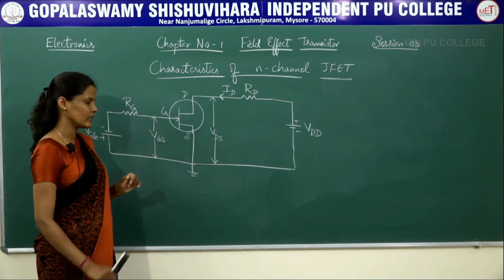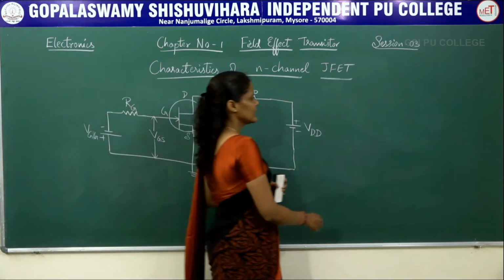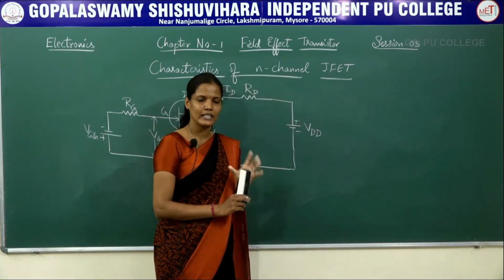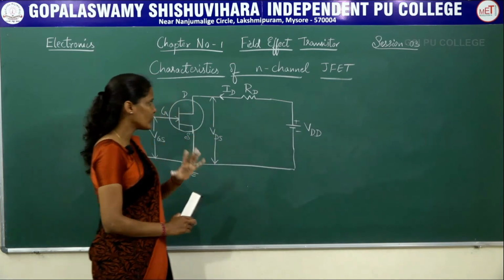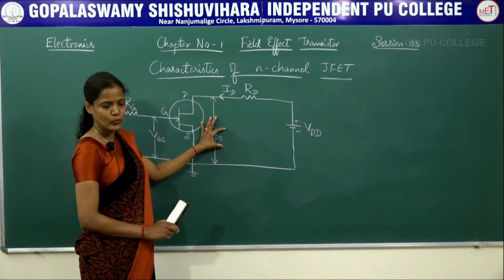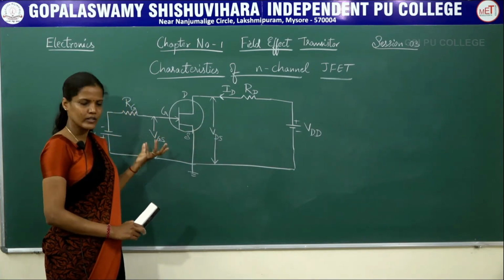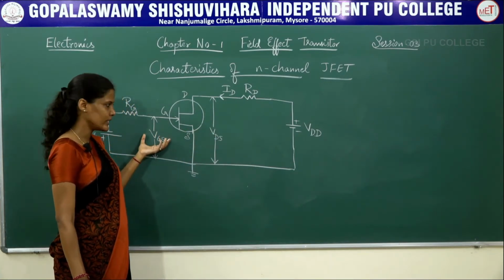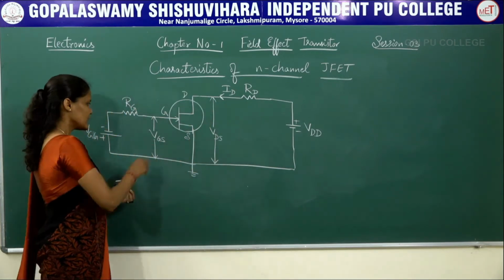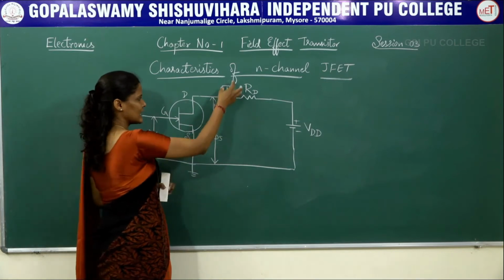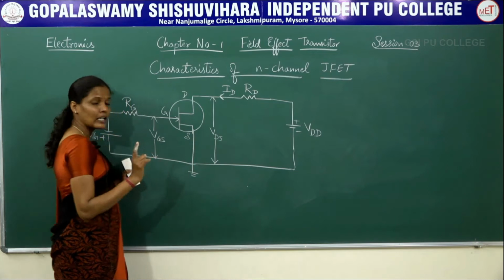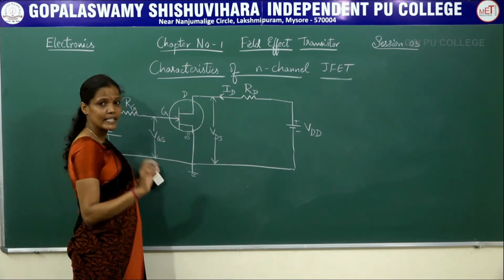So this is the circuit we are going to use in order to understand the characteristics of N-channel JFET. Let us first try to understand the drain characteristics. As I already told you, drain characteristics is a set of curves which gives the relationship between the drain current ID and the drain to source voltage VDS, keeping VGS constant. How to keep this VGS constant, and how to vary this VDS and write down the values of ID? Here VGS, VDS, ID are nothing but meters. VGS and VDS are the voltmeters, whereas ID is an ammeter.